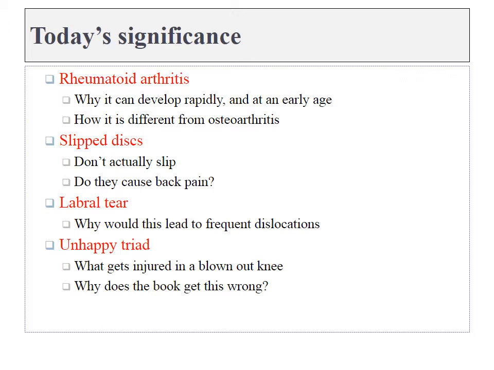We'll talk about labral tears and why this can increase the risk of dislocations to that joint. And we'll talk about the unhappy triad. I do not cover this in the historical fashion. I am going off of the most recent scientific information that I have read, so it may be different from your textbook.